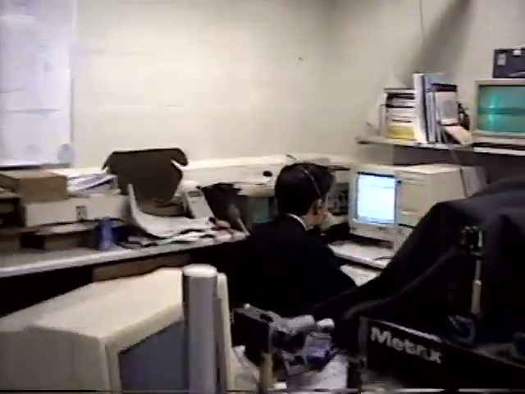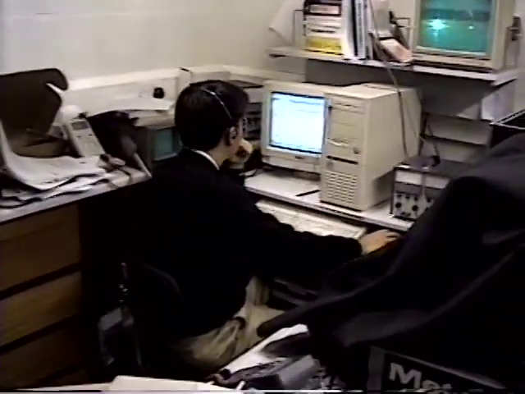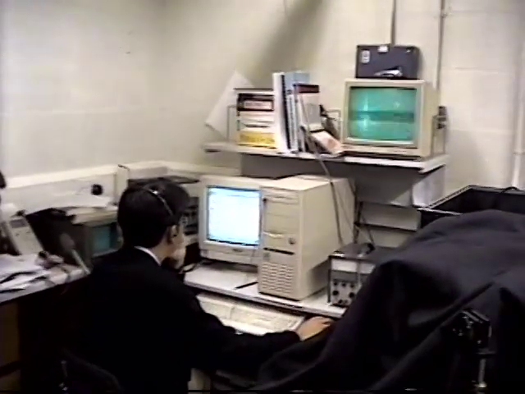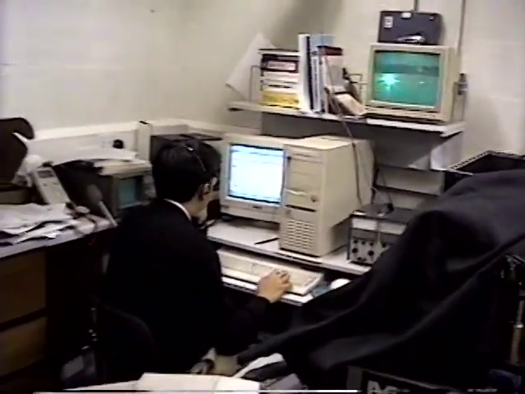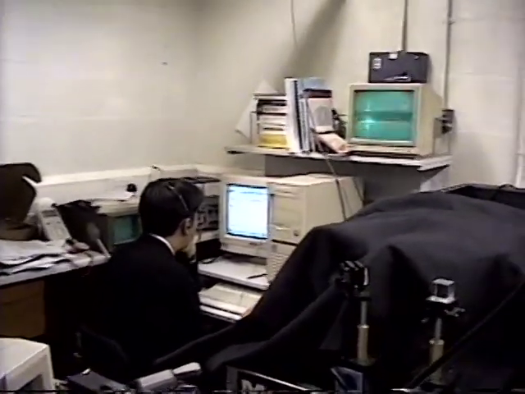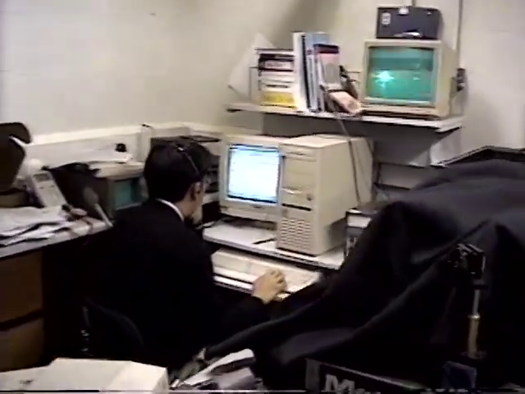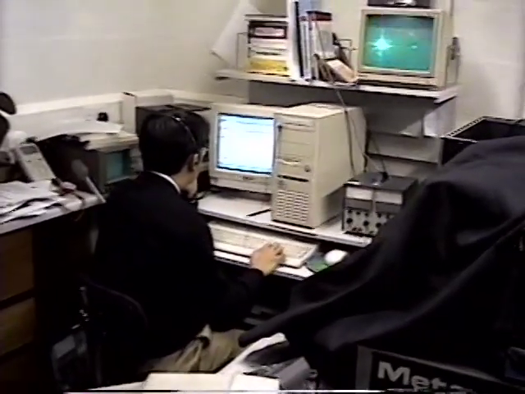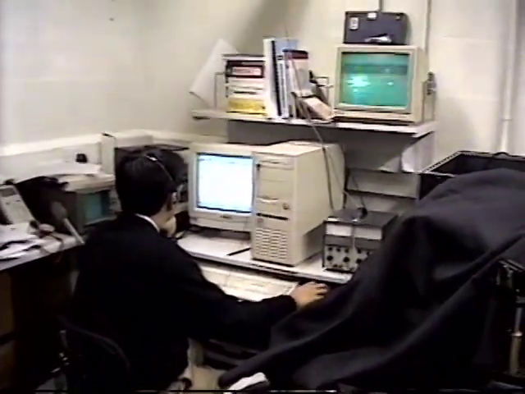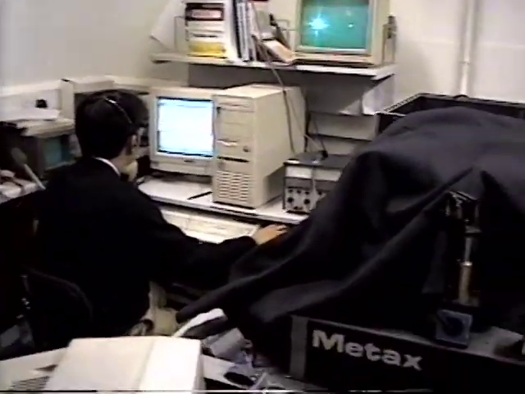Okay, and there's Victor sitting in the far corner of the room working on the computer, and he's coming along very well with the programming. Every time I turn around, he has made improvements to the software side of the system.